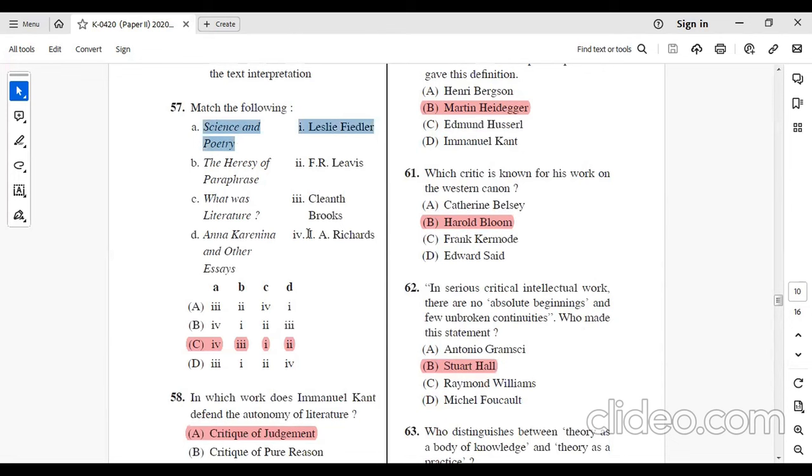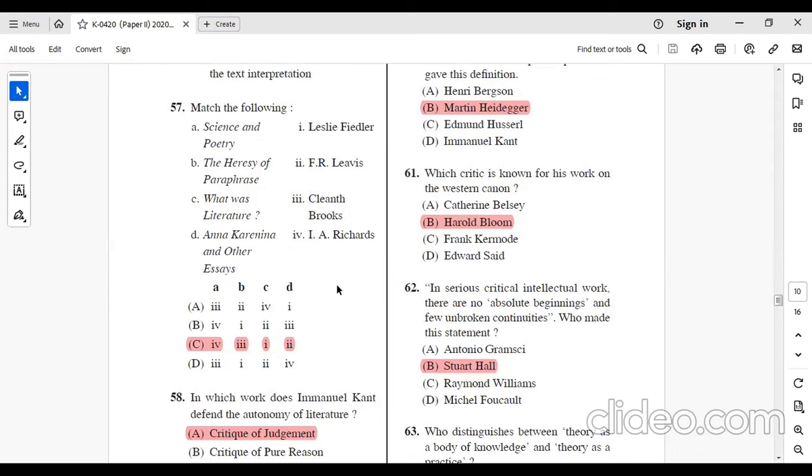Science and Poetry belongs to I.A. Richards. The Heresy of Paraphrase belongs to Cleanth Brooks. Then What Was Literature belongs to Leslie Fiedler. The Great Tradition belongs to F.R. Leavis. Very important one. So let's repeat.